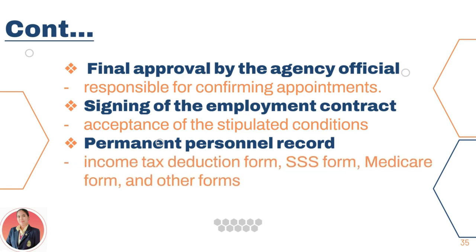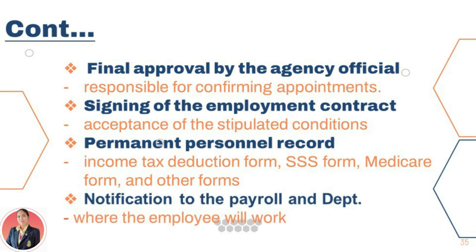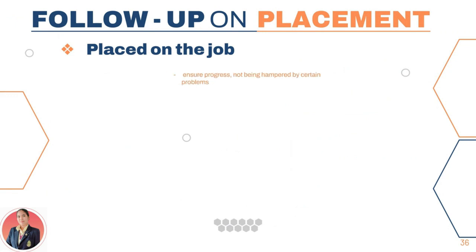Accomplishing the permanent personal records, for example, income tax deduction form, Social Security System form, Medicare form, and other forms required by the office. Notification to the payroll section and the department where the employee will work. After completing the paper requirements of the personnel department, the new employee is ready to undergo the orientation or induction program of the agency. Follow up on placement.